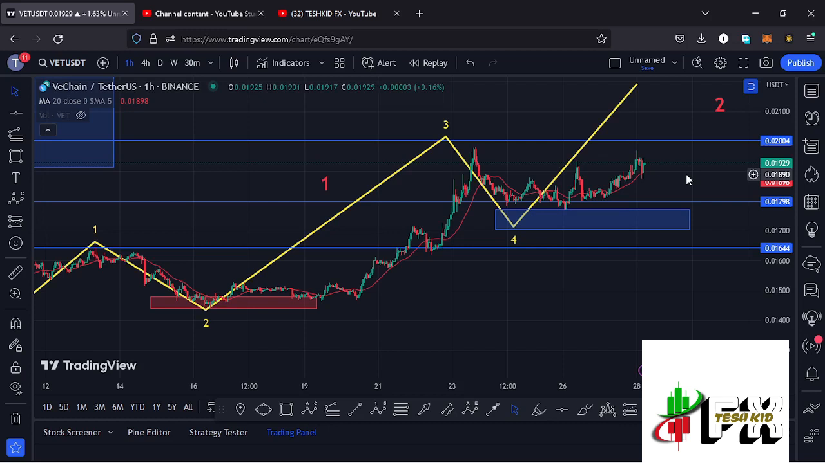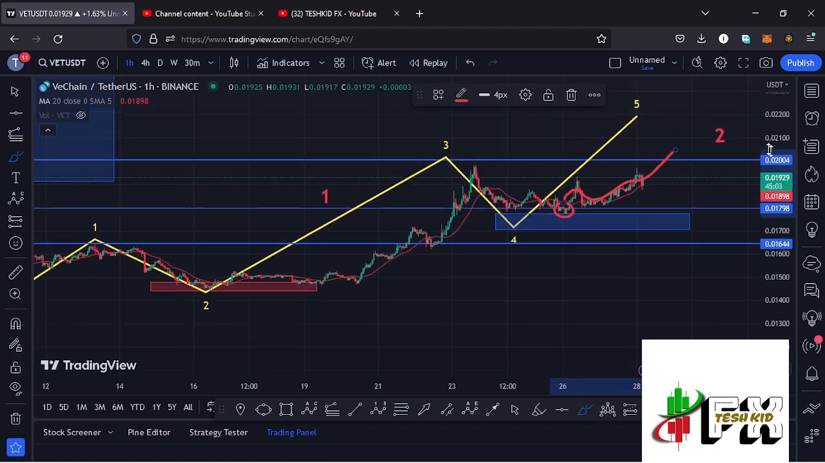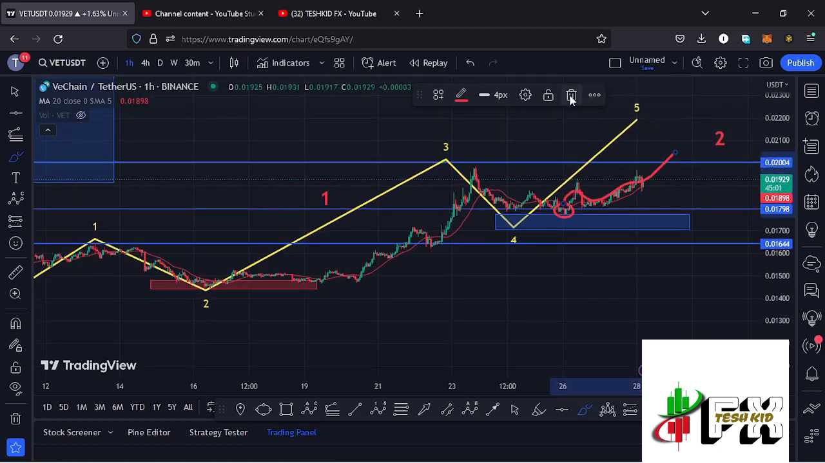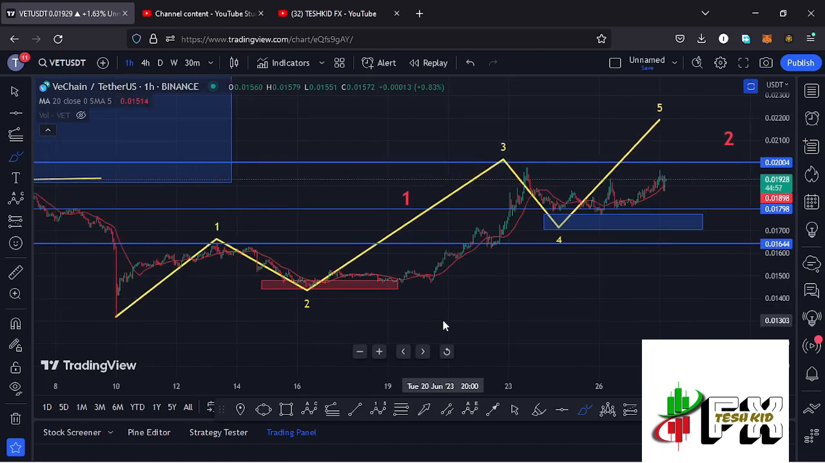As a result of this, there are two possible scenarios that you can expect on the Vechain chart. The first one is that since we saw a touch into the target area over here, there are chances that this could be the low for that fourth wave to the lower side, and whatever we are seeing at the moment is the start of an impulsive wave in the formation of that wave 5 to the upper side.